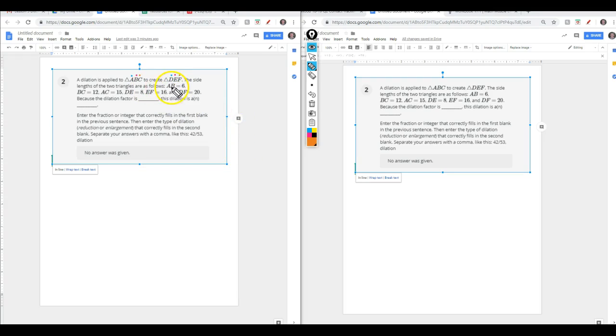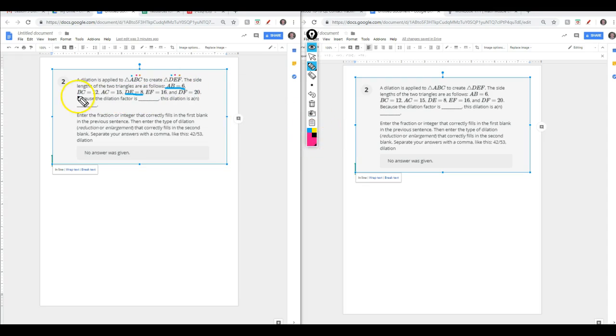So that means that side length AB, since it's the first two vertices, is going to correspond to side length DE. So we're going to be comparing side length AB to side length DE. Since BC is the second and third one, it's going to correspond to the second and third vertex, so side length EF in the next one.